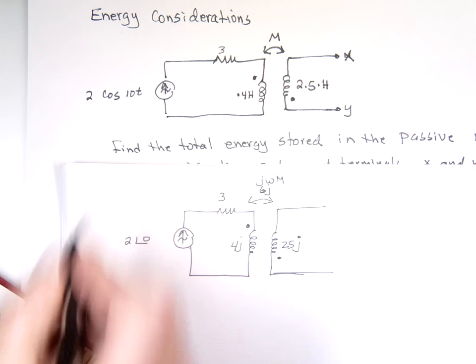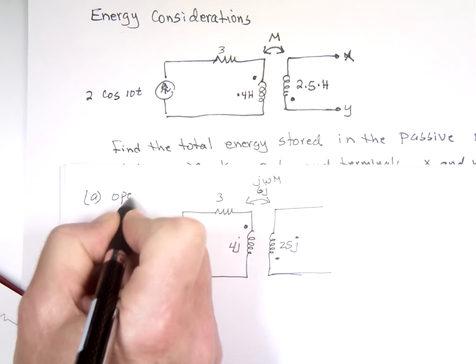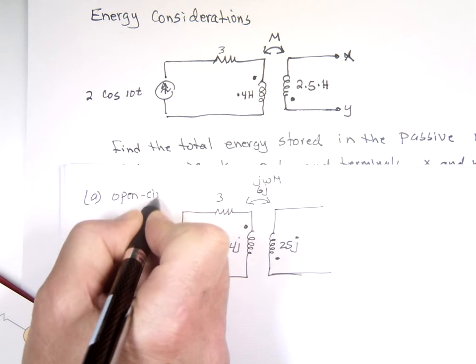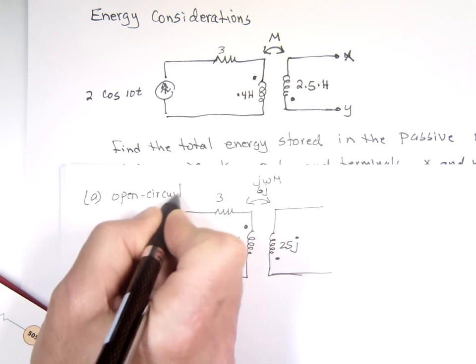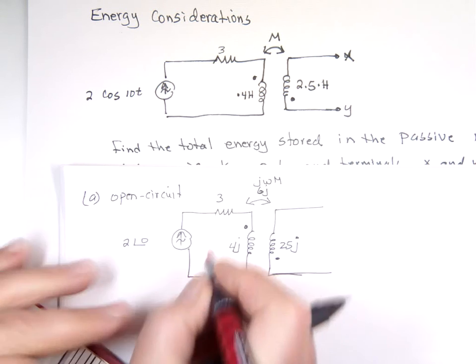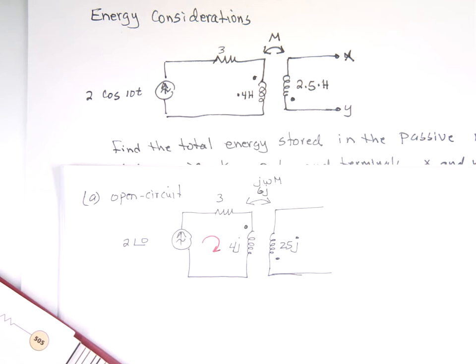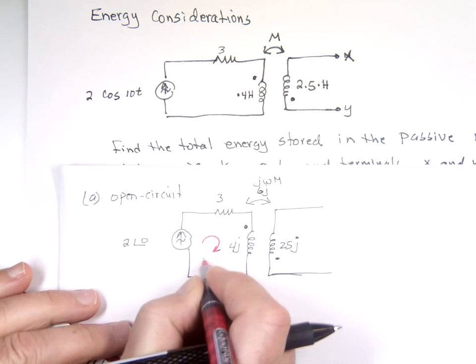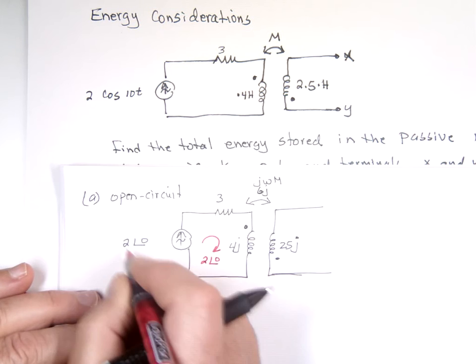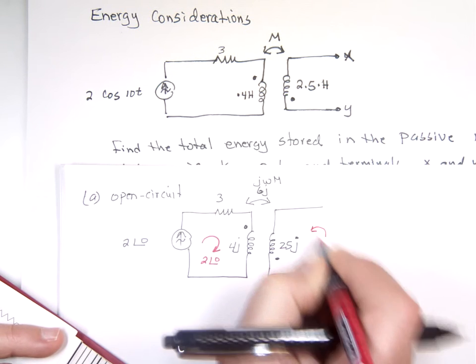Now this is part A where you have an open circuit. So if I do KVL in this loop right here, I know what I1 is. I1 is 2 angle 0. I can't really do KVL because that's the current source. I thought it was a voltage first. But I know what I1 is. There is no I2. That's an open circuit. This is 0.